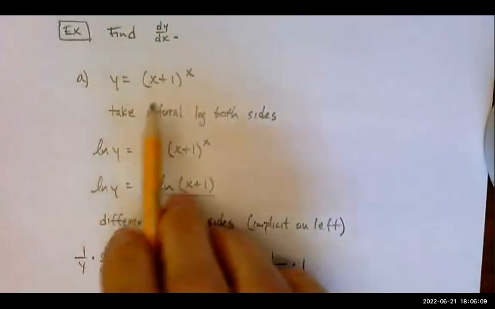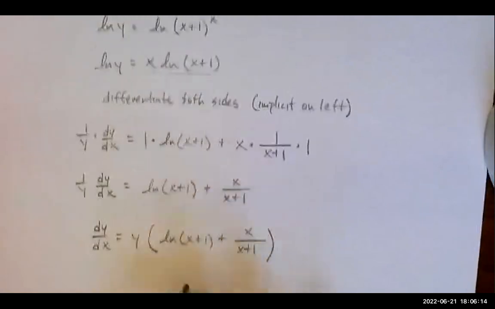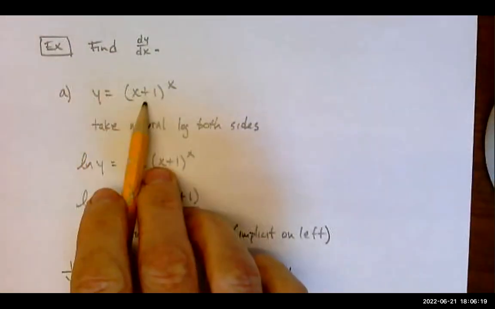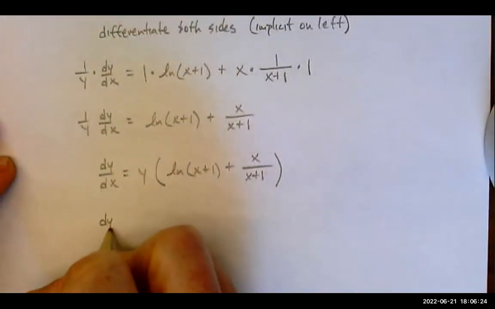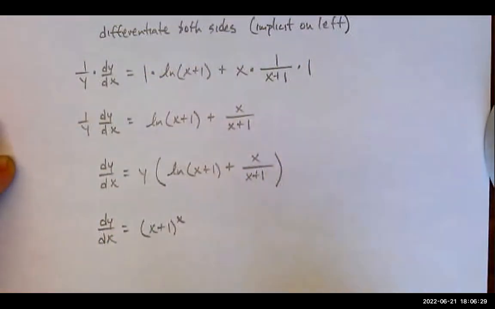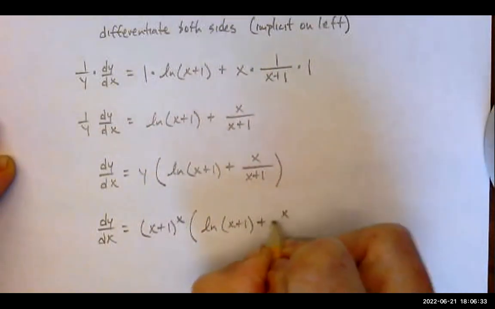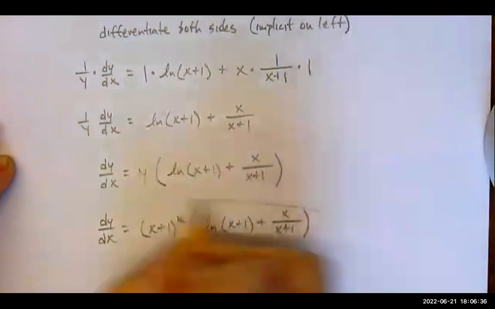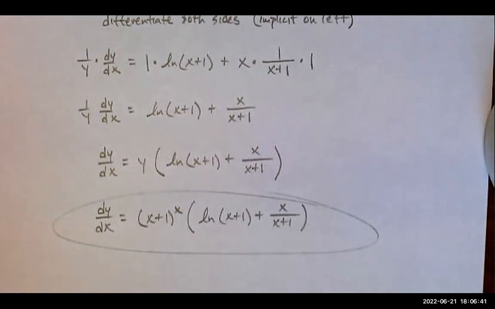What we started with was a function. We'd really like to know the derivative just in terms of x. No problem. Check it out. We have the y, but we know what y equals. So we can replace that y with this whole thing. dy over dx will equal x plus 1 to the x times natural log of x plus 1 plus x over x plus 1. And we did it right there. There you go, just in terms of x.